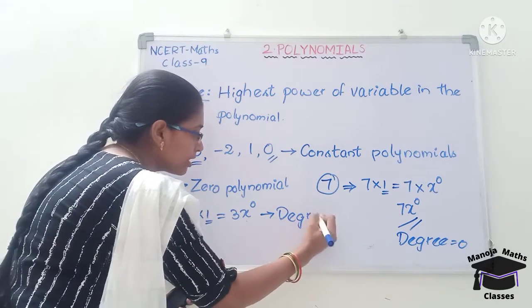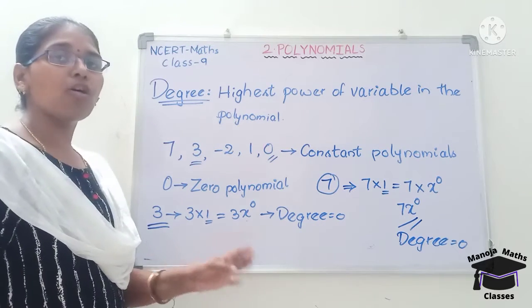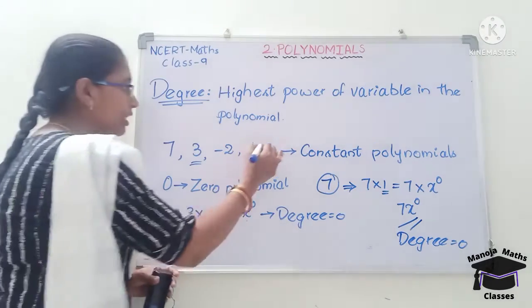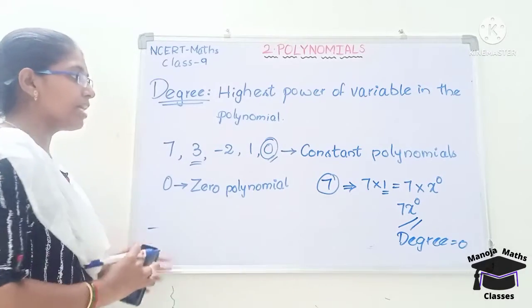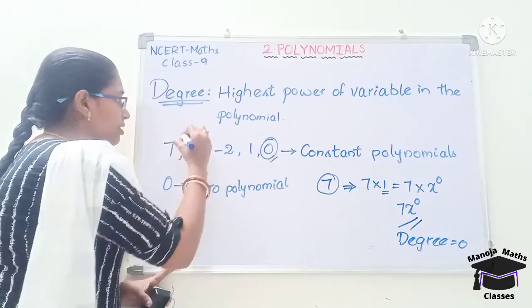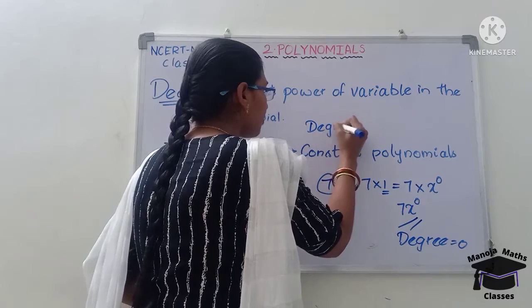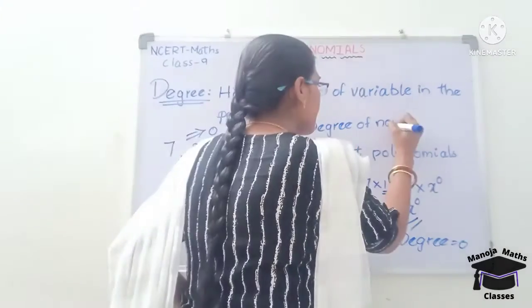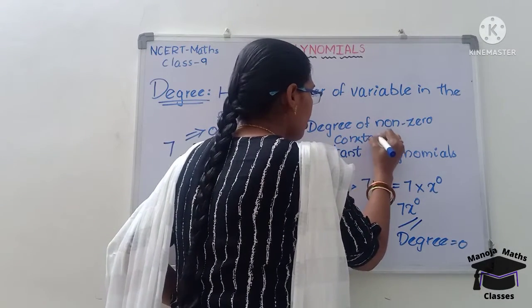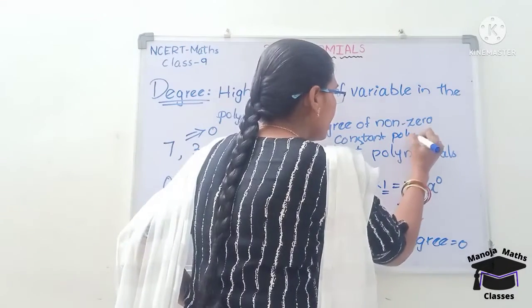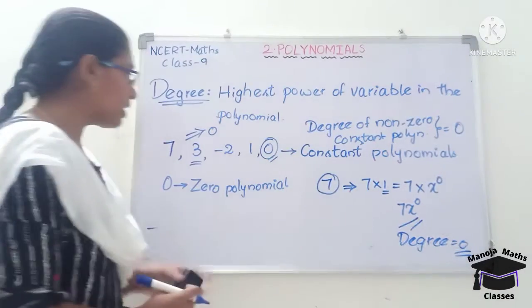Degree is 0. So children, you should remember the degree of non-zero constant polynomials. Other than 0, if you observe, the degree of all constant polynomials other than 0 will be what, children? Degree will be 0. Degree of non-zero constant polynomial is what, children? 0.